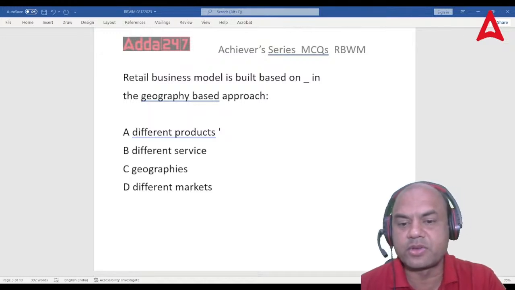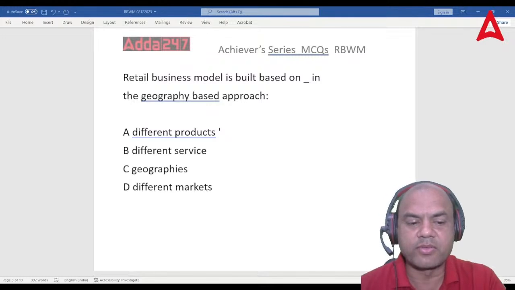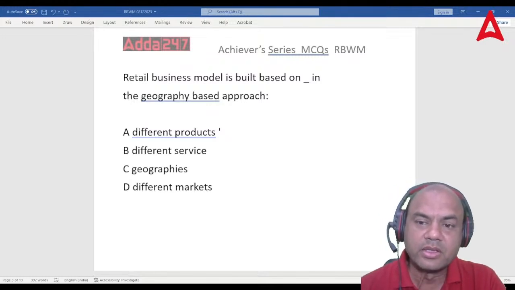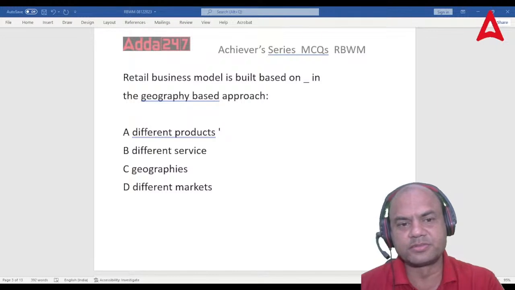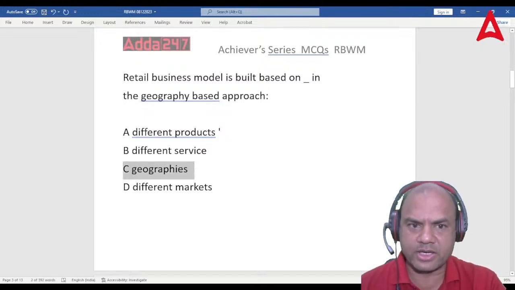Now this dash you have to fill in. Think over it, everyone. The answer is very simple. Okay, it is geography, correct.